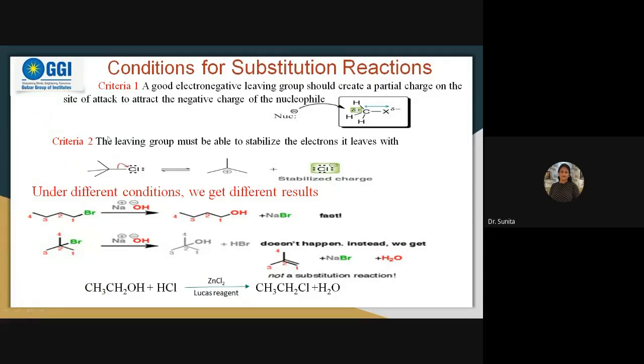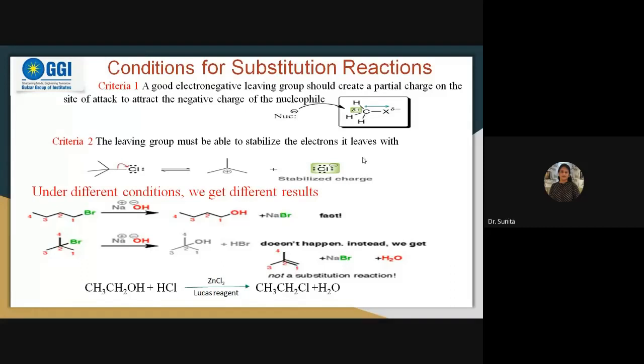Okay, so the first condition is this: the leaving group should be a good electronegative one. It must have good electronegativity so as to attract this pair of electrons towards itself. Then it will create a charge on this part. Okay, so then this charge will be attracted towards this nucleophile. Second criterion, the leaving group must be able to stabilize the electrons it leaves with. Then when it has left this substrate, it must be stable enough to carry that very charge. If it is not stabilized, it will get back to its original position. Okay, so then the product will not be formed.